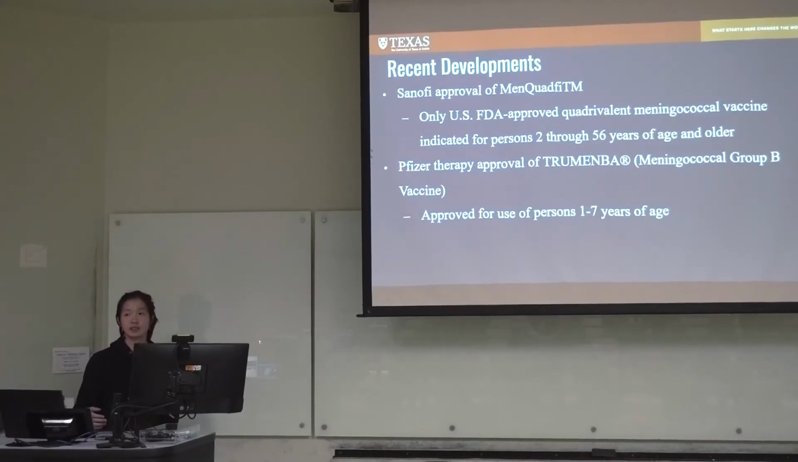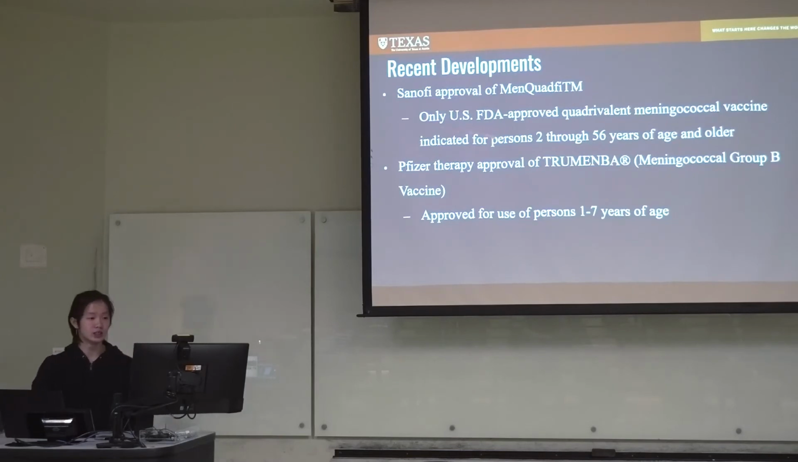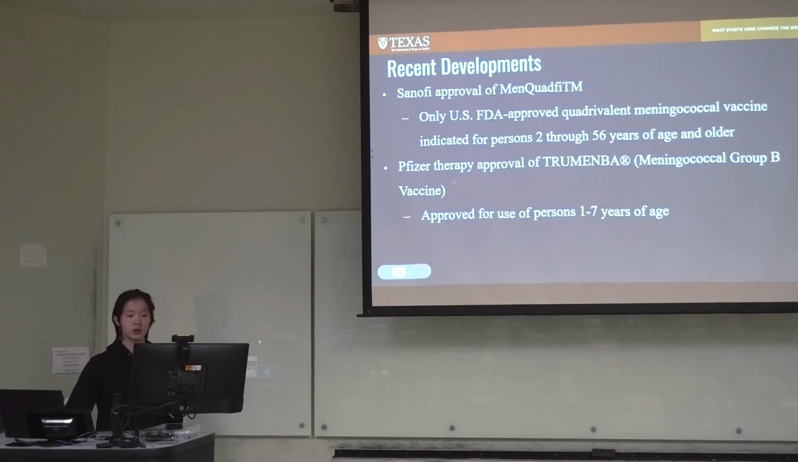So multiple vaccines have been released lately that address some of the concerns covered earlier, both conjugate and recombinant. Sanofi got approval for a conjugate vaccine that is the only vaccine in the US that uses a tetanus-based toxin as the protein carrier. And it covers a very wide range of ages, from 2 all the way to 56. And Pfizer also got approval for one of their recombinant vaccines that is used for persons age 1 through 7.